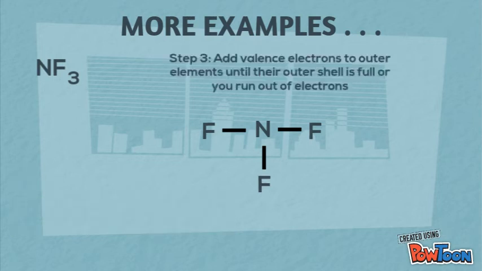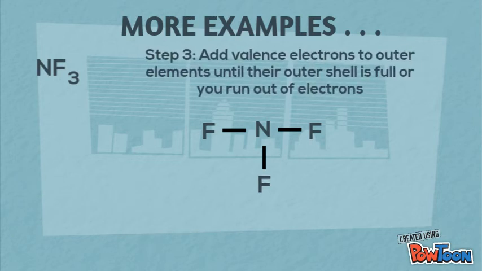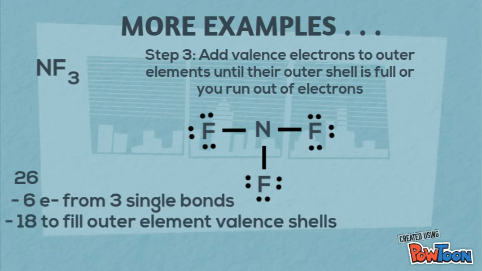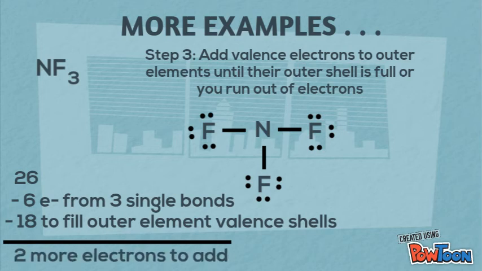Step number 3, we're going to fill out the fluorine's valence shell. So we're going to add 6, 6, and 6 here to each fluorine. So now we have 26 total to start with. We used 6 with single bonds. We just used another 18 with the lone electrons, and now we have 2 more to add.